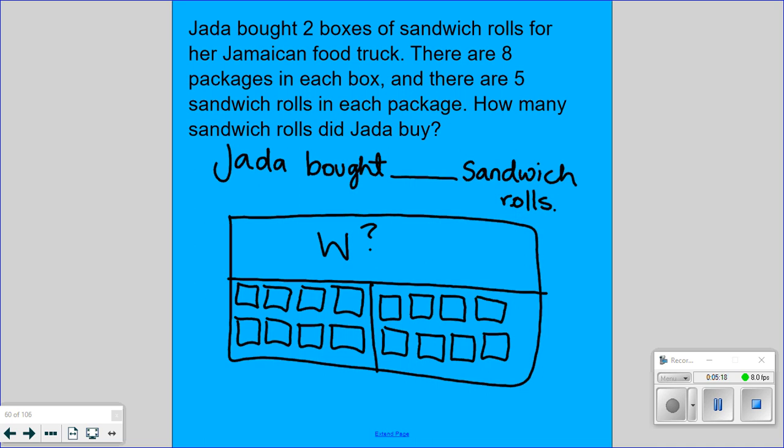Now are those packages or rolls? Packages. What's inside of the package? Rolls. 5 rolls. So inside this package, there's how many? What about this package? Go ahead and fill all those packages with our 5 rolls. Figure it out. Sounds like a problem you can solve.